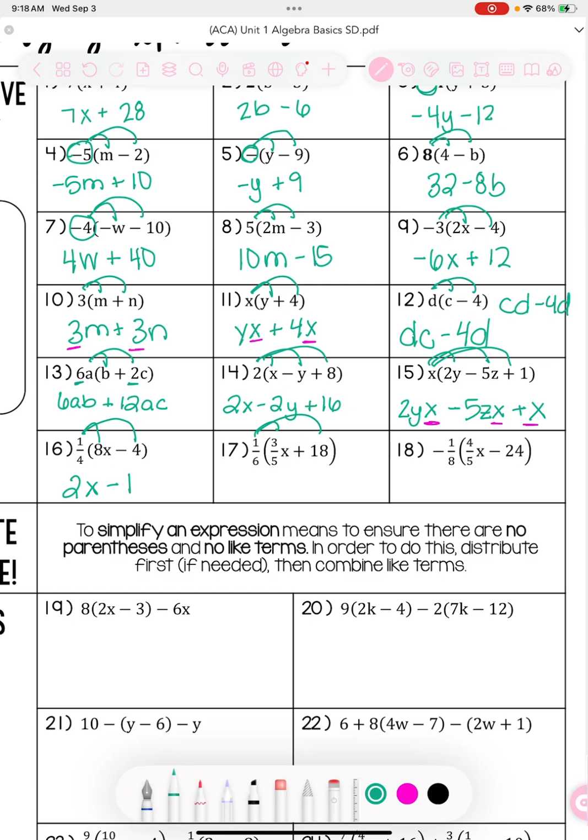Okay, so now let's remember how to multiply fractions. We go straight across the top, so this is going to give us 3. We go straight across the bottom, so we get 30. 3 over 30, if you simplify that down, you're going to get 1 over 10, so 1/10 x.